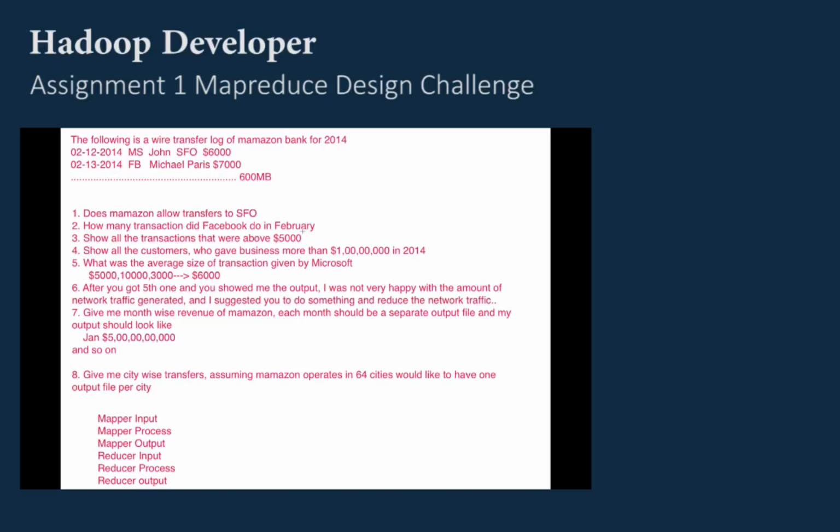Problem number 8 is to give us city-wise transfers, assuming Mamazon operates in 64 cities. So what we are really looking for is city-wise transfers, and the condition here is that for each and every city we need a separate output file. We need a separate output file for each and every city. So these are the 8 problems that you're supposed to solve.